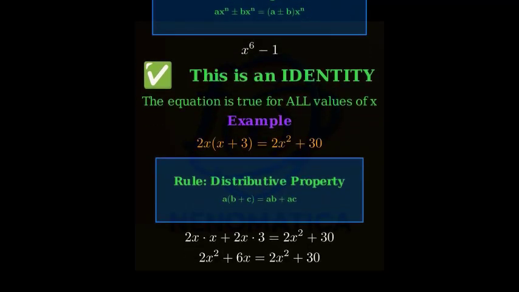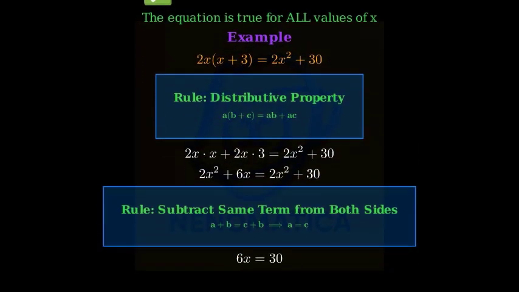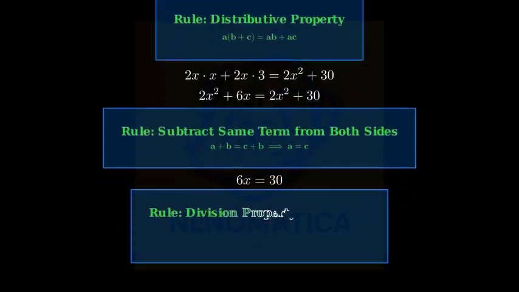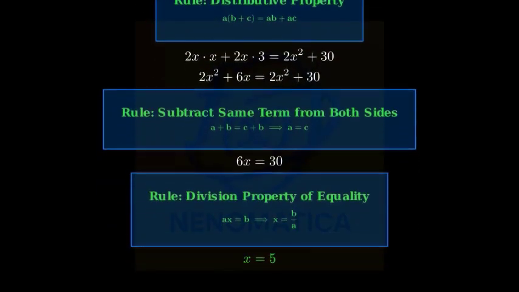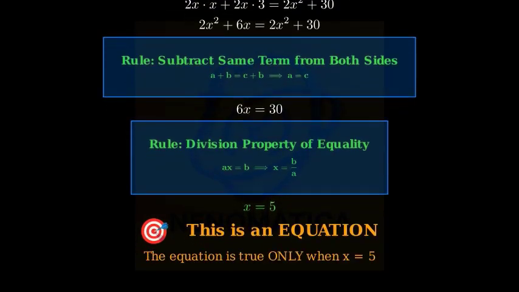Now we have 2x squared plus 6x equals 2x squared plus 30. Subtracting 2x squared from both sides, 6x equals 30. Dividing both sides by 6, x equals 5. Therefore, this equation is true only when x equals 5, which means it's a regular equation, not an identity.